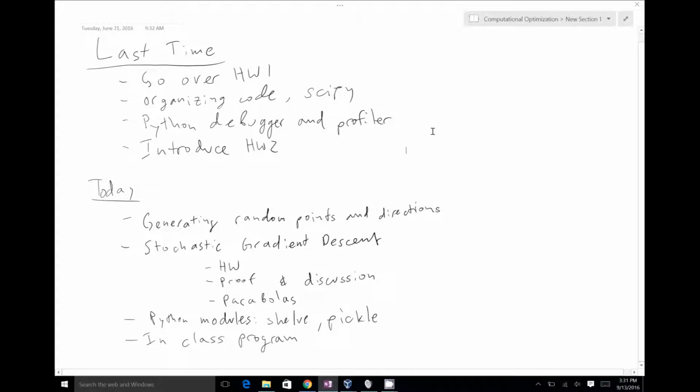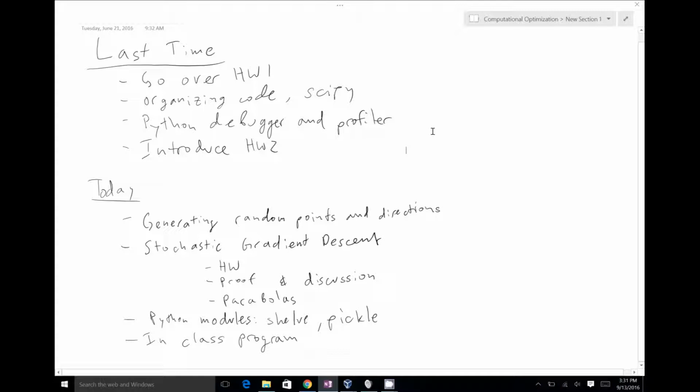In going over that homework assignment, we learned a little bit about organizing code, and we learned some interesting things about SciPy. In particular, you learned about broadcasting and how useful that is and how it can speed up your programs at the cost of a little bit of memory. And then we learned about two really useful tools, the Python debugger and profiler.